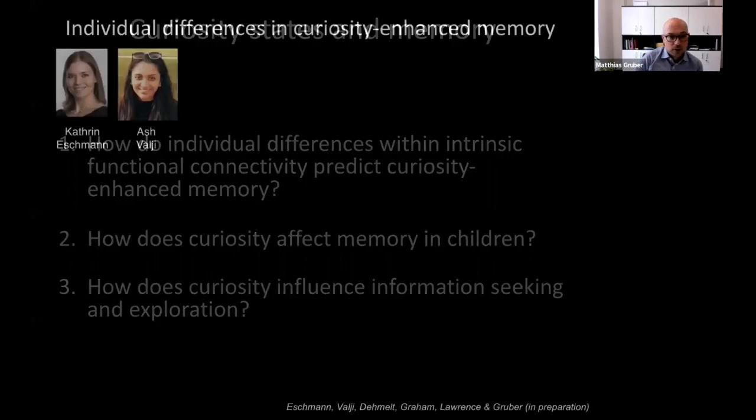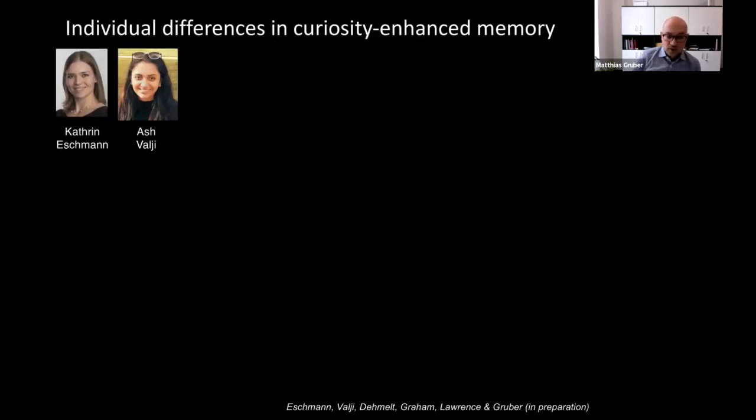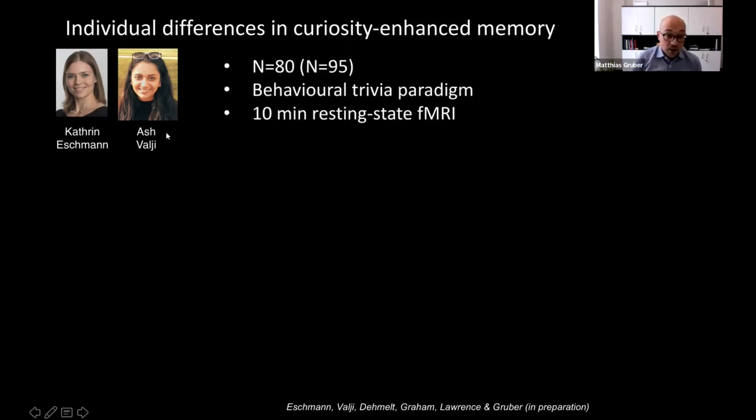So let's start with the first question about individual differences in curiosity-enhanced memory. And this was spearheaded by Katrin Eschmann in the lab, who's currently a DFG fellow in my group, together with Ash Valji, who used to be a PhD student in my group. So this is a study on individual differences where participants took part in the trivia paradigm. I will show you the details of the trivia paradigm in a minute, behaviorally outside the scanner, but these participants also took part in a brain imaging scan for 10 minutes where we recorded resting state fMRI. So we really want to see whether there's anything in the resting state data in terms of these brain circuits that could be important for curiosity, that could predict behavior within the trivia paradigm, or predict the curiosity-enhanced memory effects.